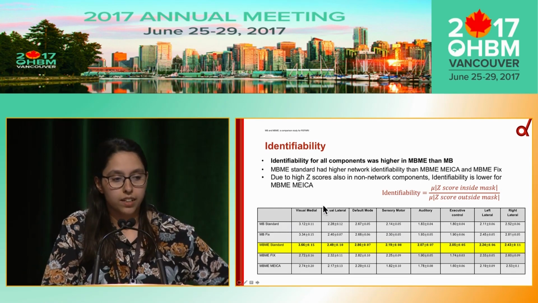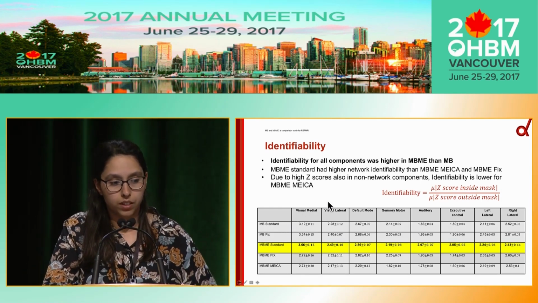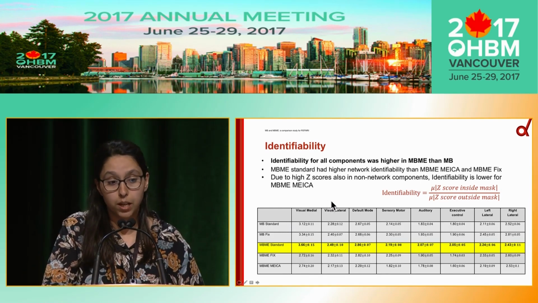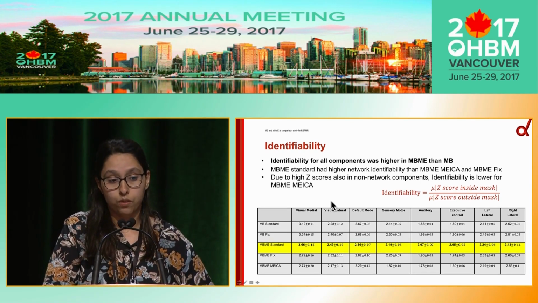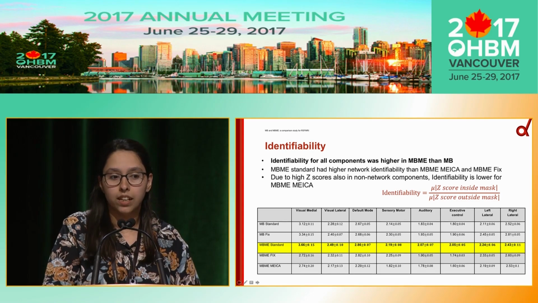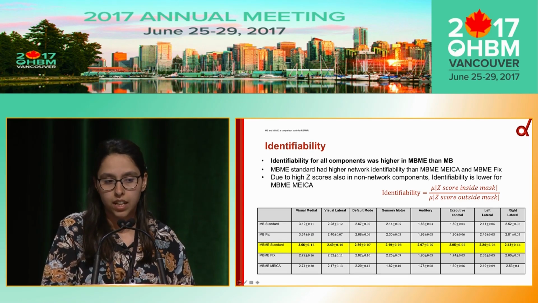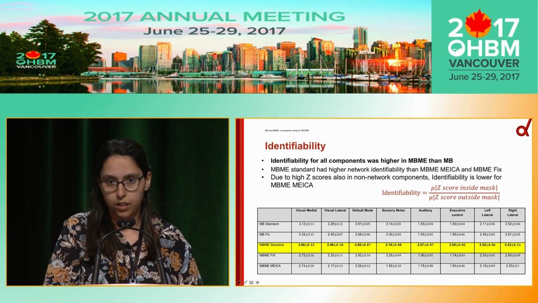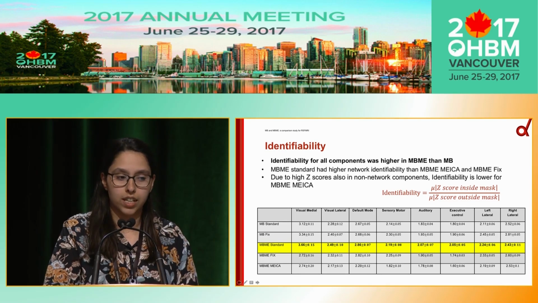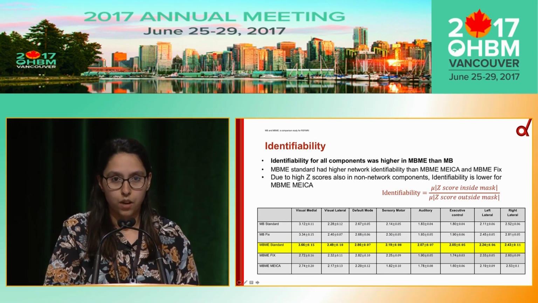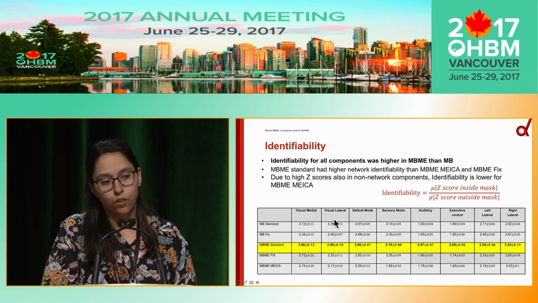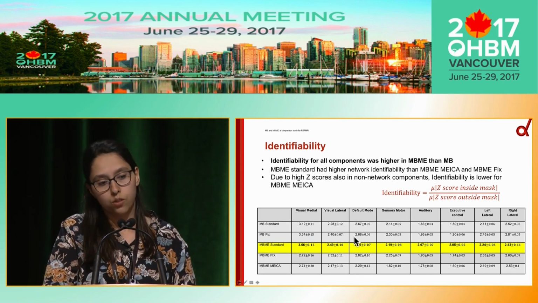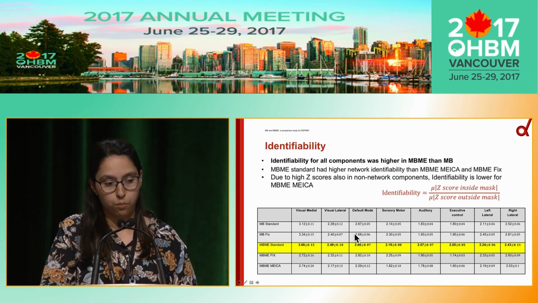Looking into the identifiability of the networks, we found that multiband multi-echo has higher identifiability than multiband. We also found that when multiband multi-echo is cleaned specifically with multi-echo ICA, it has low identifiability. We think the reason is that it has high z-scores all around the brain, and when we take the ratio of these values, you get a low identifiability value. But if you look at the values for MBME FIX, it's quite a bit better than multiband multi-echo MEICA.